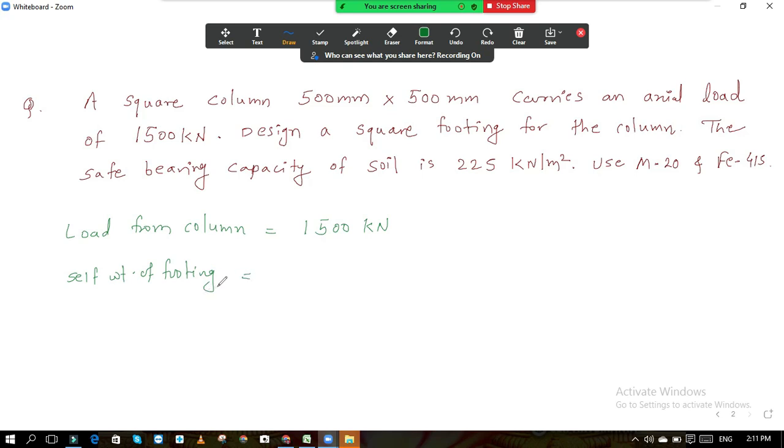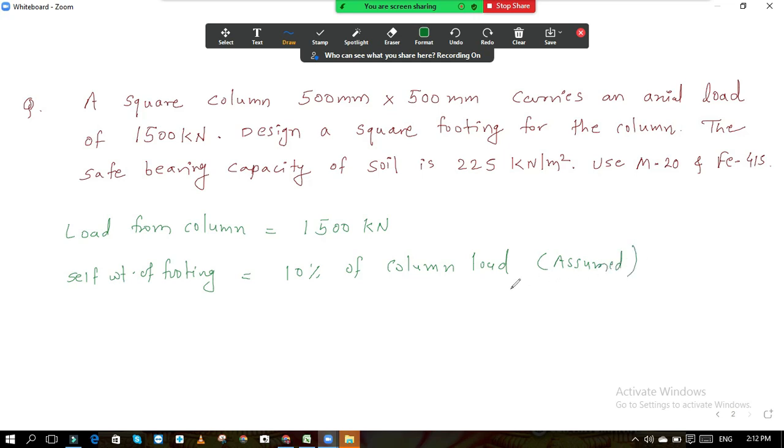Okay. So normally the self weight of footing is taken as 10% of the column load. So here I will write it is 10% of column load. We normally assume this. This is assumed.